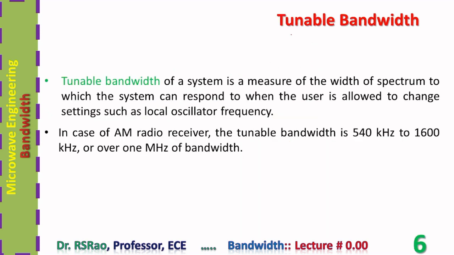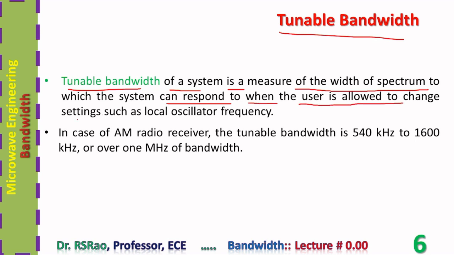Another term, tunable bandwidth. Tunable bandwidth of a system is a measure of the width of the spectrum to which the system can respond when the user is allowed to change the setting, such as local oscillator frequency. To understand the idea behind the term tunable bandwidth, consider an AM radio receiver. Over the front panel of the receiver, one can find a frequency scale, the same scale in any country, anywhere on the globe.